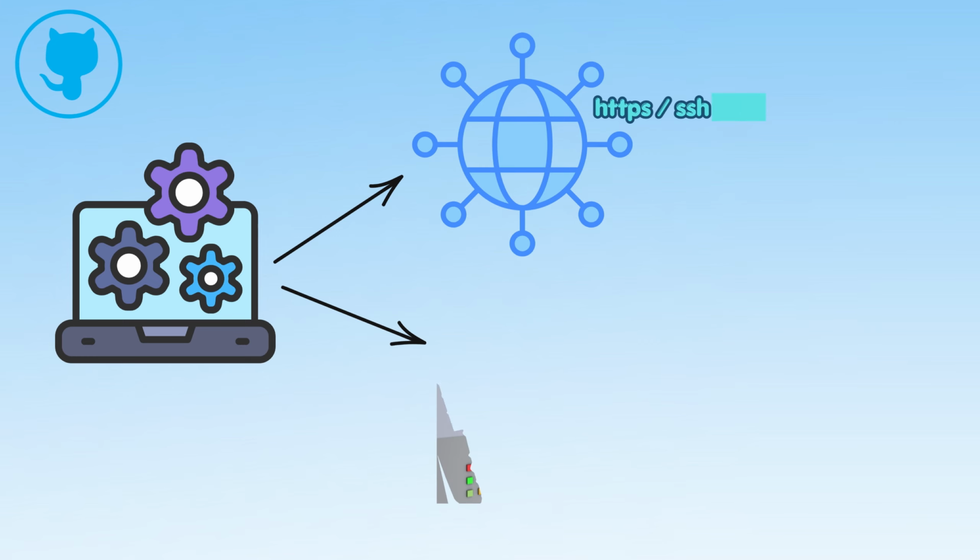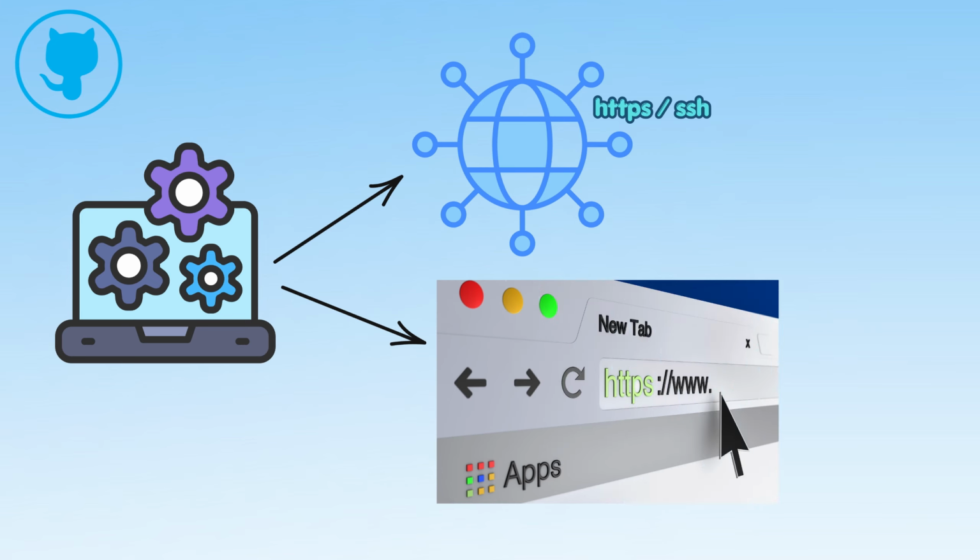Another aspect of the setup process is configuration. With that, you can configure the protocol used for Git, as well as the browser that will be used for opening URLs, the text editor, and more.